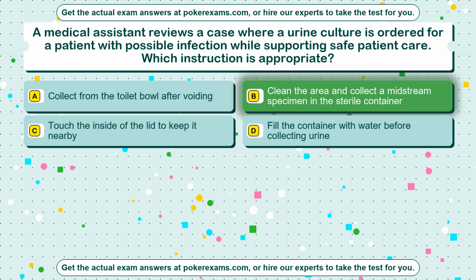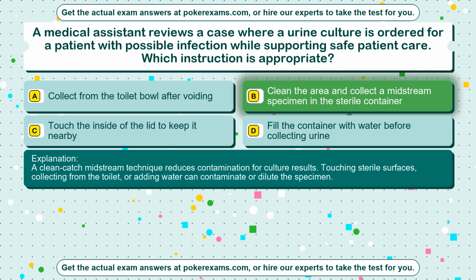The correct answer is option B, clean the area and collect a midstream specimen in the sterile container. A clean catch midstream technique reduces contamination for culture results. Touching sterile surfaces, collecting from the toilet, or adding water can contaminate or dilute the specimen.